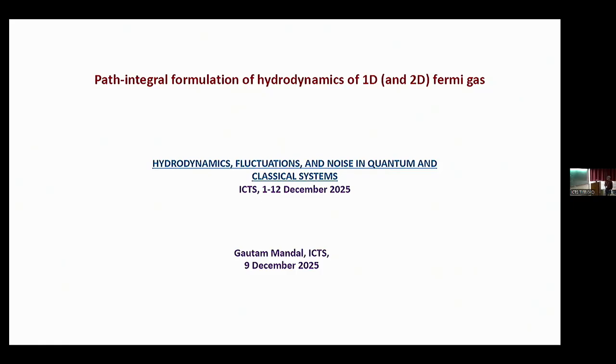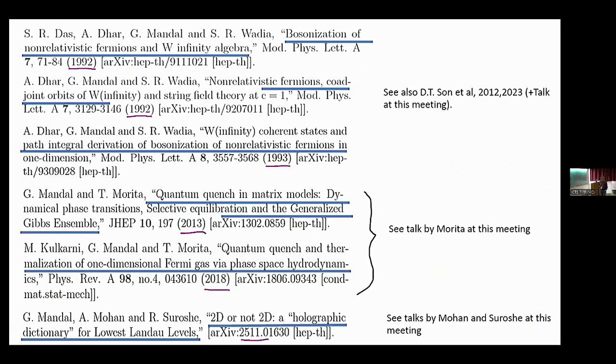So this is about path integral formulation of hydrodynamics of 1D Fermi gas and some little excursion into 2D. This subject has appeared many times. So in case I don't cover my stuff, here are the papers.